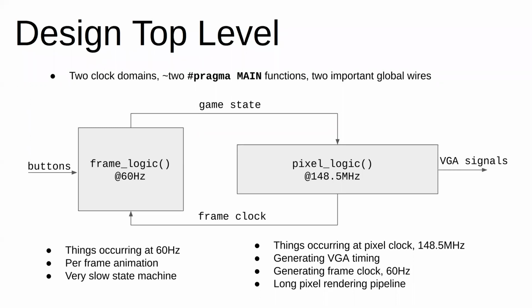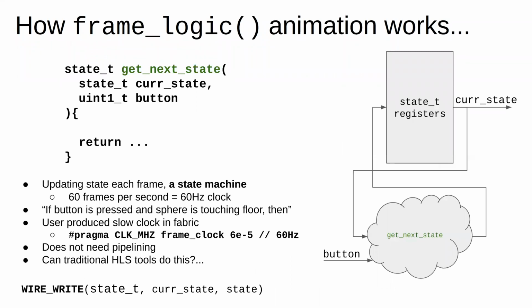Right, so we're going to go into this a little bit more. That frame logic that's driving the animation, how does that work? Well, it's also super simple. It's your classic state machine with a current state and a next state. You write a little function to determine the next state, and that function takes the form of: give me a state, given the current state and if the button's being pressed. You do some logic and see, if the button's pressed and the sphere's touching the floor, then you do this. Again, it's a very slow state machine. You specify to the tool that you have this clock, it's 60 hertz, and it knows that none of this needs pipelining because it's at 60 hertz.